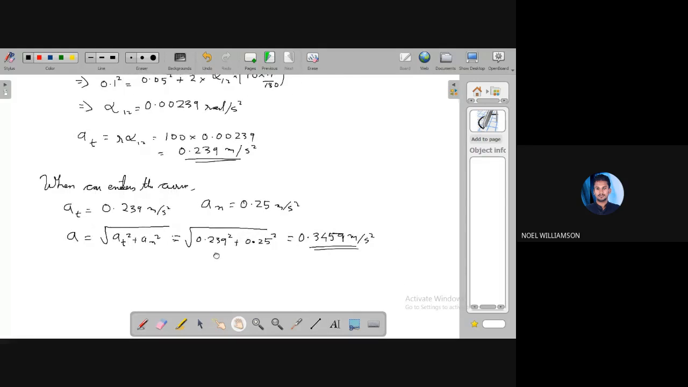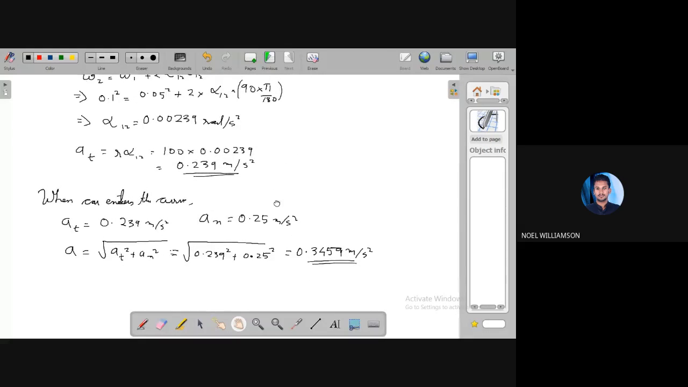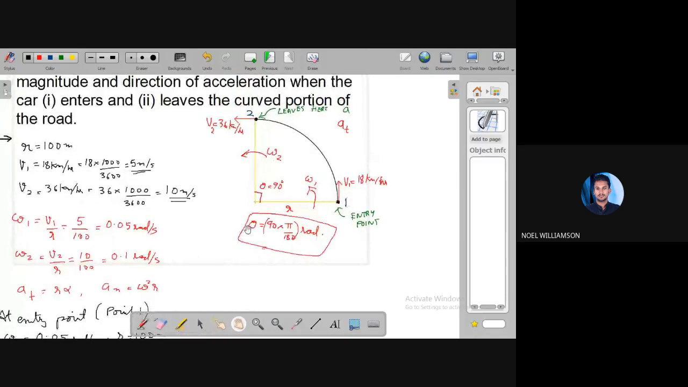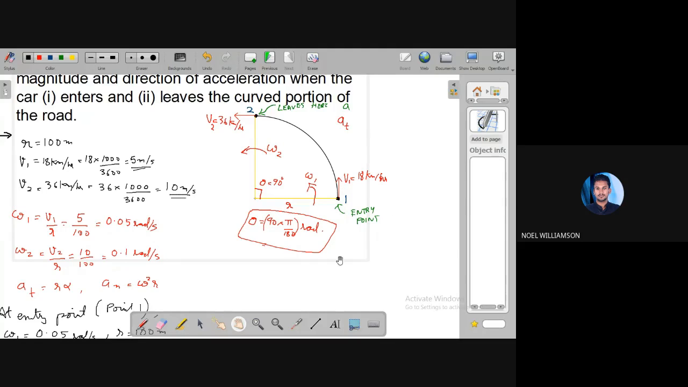Now you have to find the direction also, in which direction it is acting. For that you have to see the figure. The tangential acceleration is always acting in the same direction as the velocity. So at point 1 we can consider the direction of the tangential acceleration at like this, and the normal acceleration is towards the center, in this particular direction, an. This is for point 1. Now for point 2, the tangential acceleration at will be in this particular direction, and the normal acceleration an will be downwards, like this.